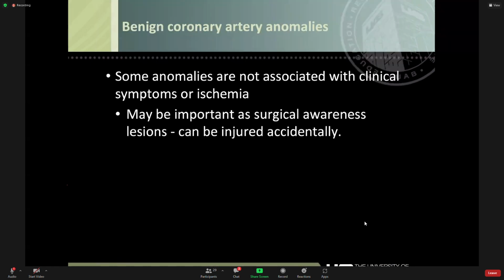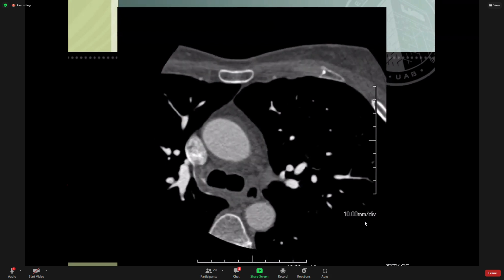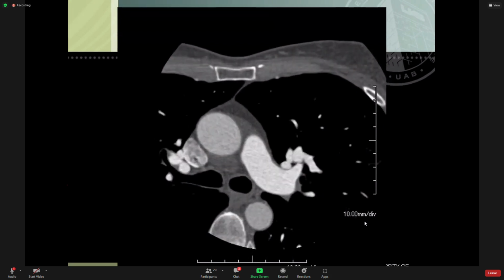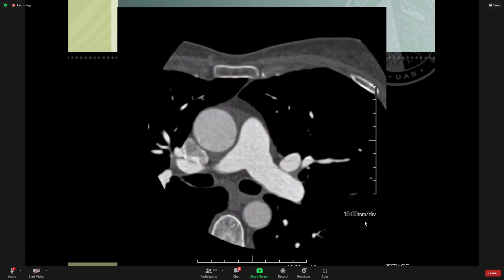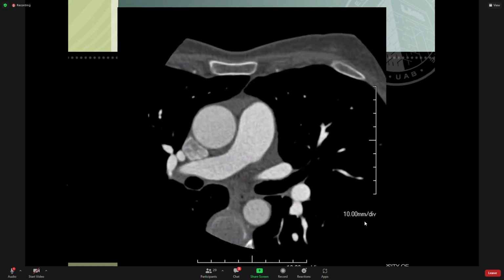So now we'll move on to the benign coronary arteries. These are anomalies that won't need a referral, but you want to be aware of them because they can be injured incidentally during different types of procedures. They're kind of surgical awareness lesions. And so I'll scroll down here and let people take a look.